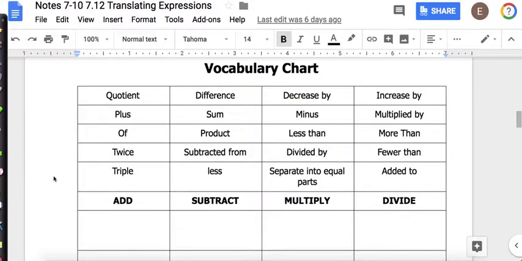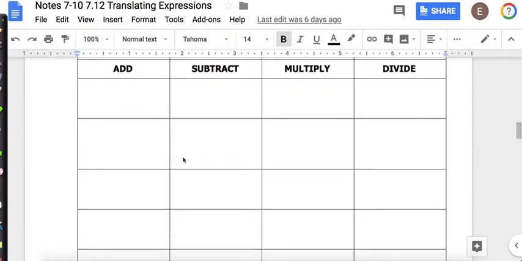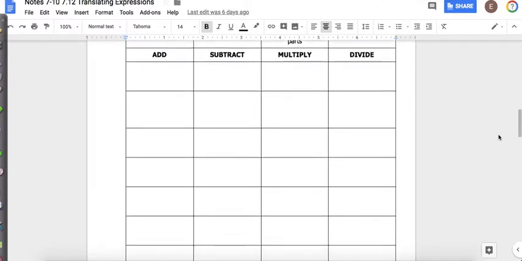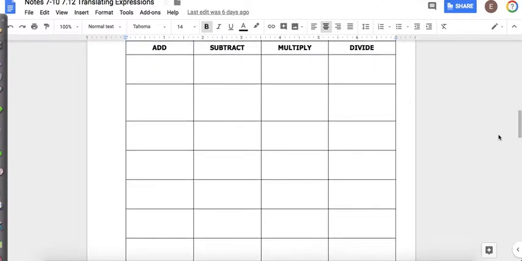Turn the page. And now we have a vocabulary chart, and we're going to sort them into addition, subtraction, multiplication, or division words. So I'm going to try to shrink the screen here so that we can fit them all on. Okay. Now I'm going to read the word. I want you to think about it before I put it in the column. Plus. Good, that's an addition word. Quotient. That's a division word. Of. This is a tough one. This is a multiplication word. Twice. Multiplication, and it also means to multiply by 2, so I'm going to put a 2 here.